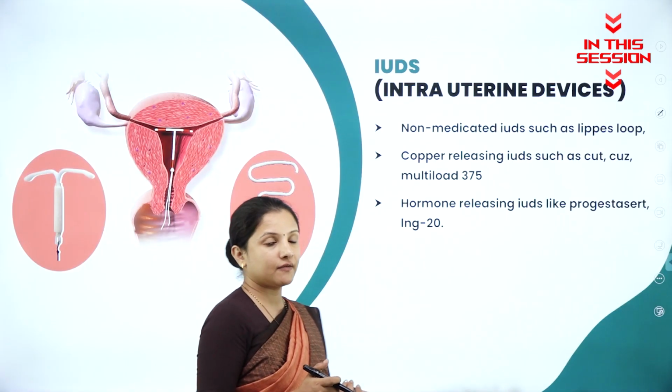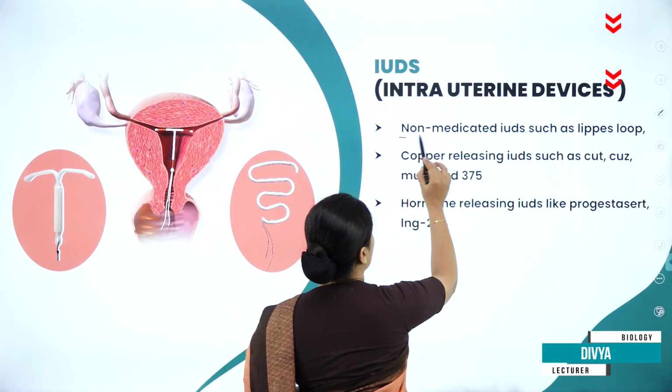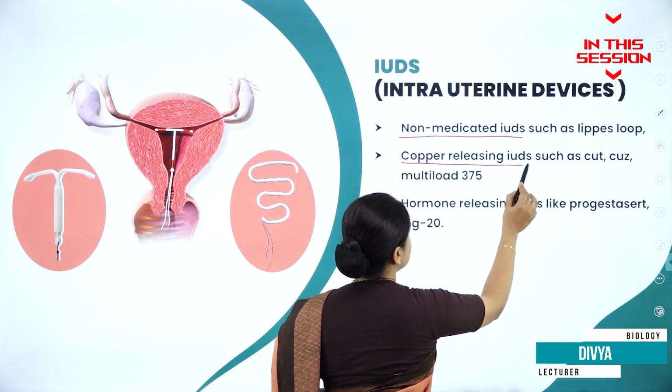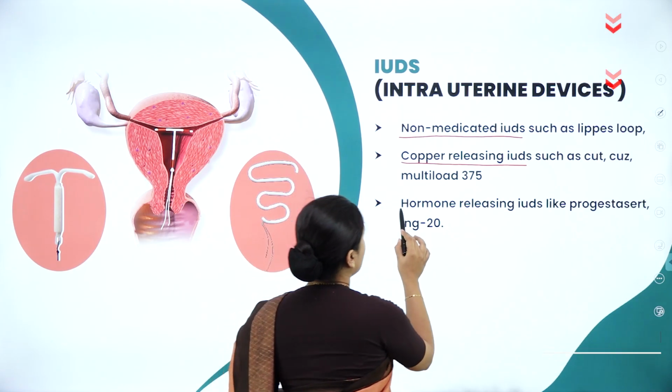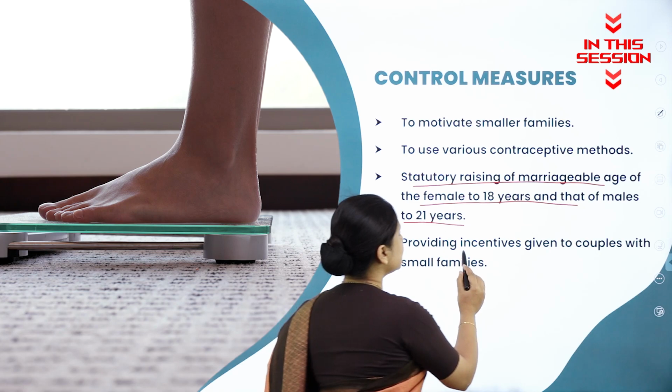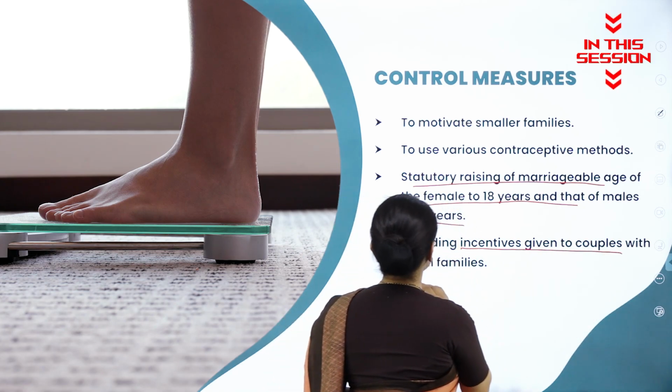So in intrauterine devices, there are three types. One is non-medicated intrauterine devices. The other one is copper releasing intrauterine devices, and the other one is hormone releasing intrauterine devices. Providing incentives to couples with small families.